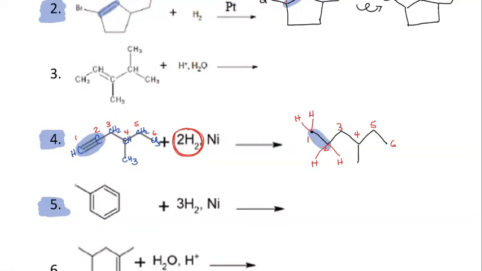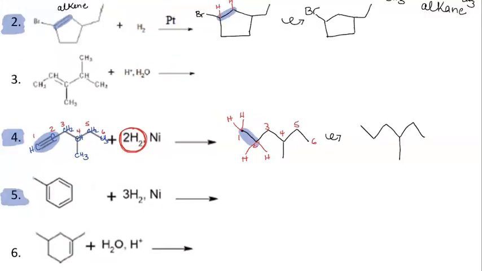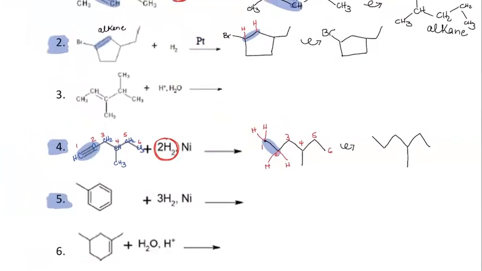So again, each of the carbon atoms in my triple bond will receive 2 hydrogens. That's why here we have 2 moles of H2. So how does this look in terms of the skeletal structure? One, 2, 3, 4, 5, 6. And on carbon 4, we have a methyl. So that's just me rewriting that molecule. Any questions on problem 4?